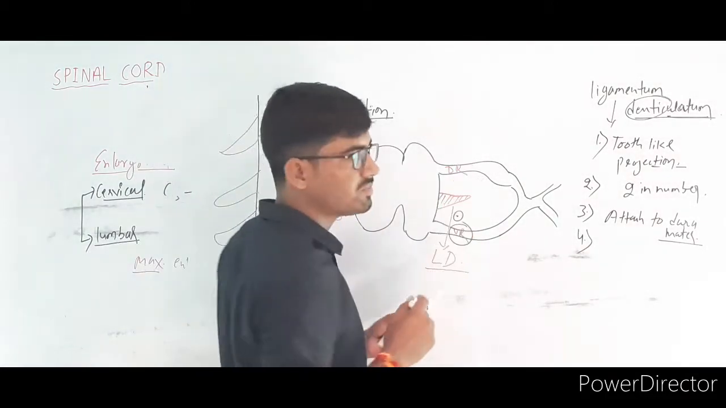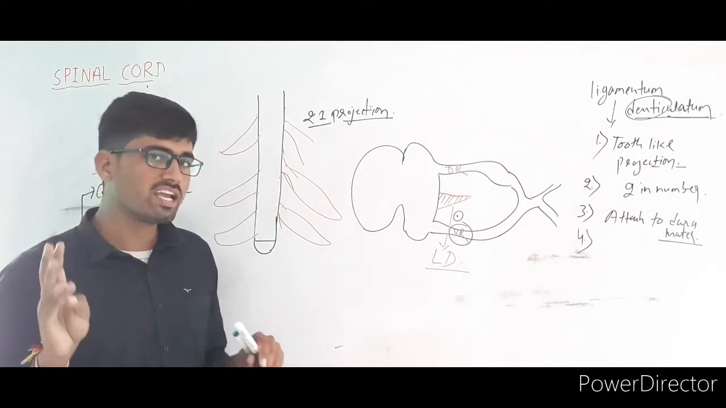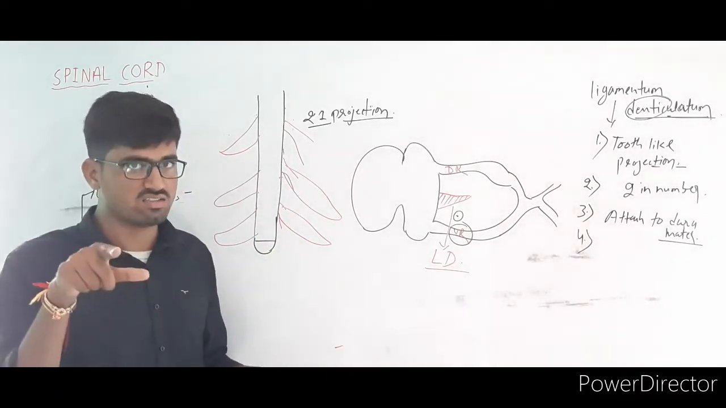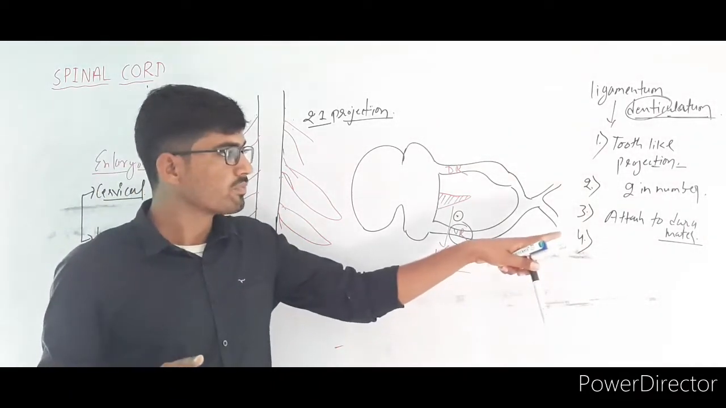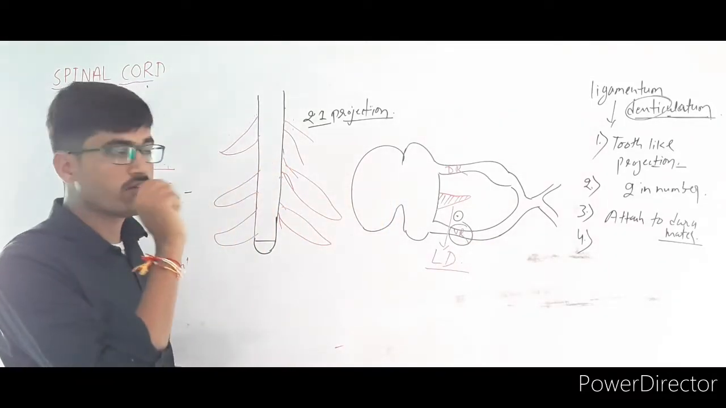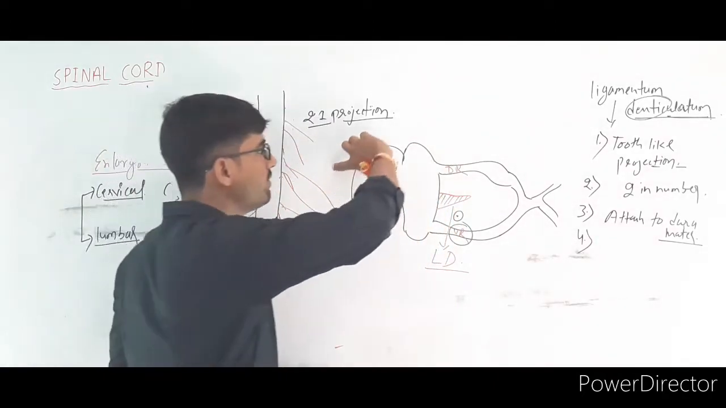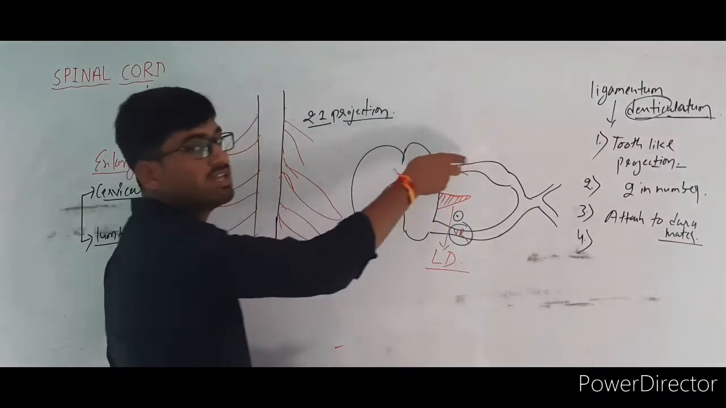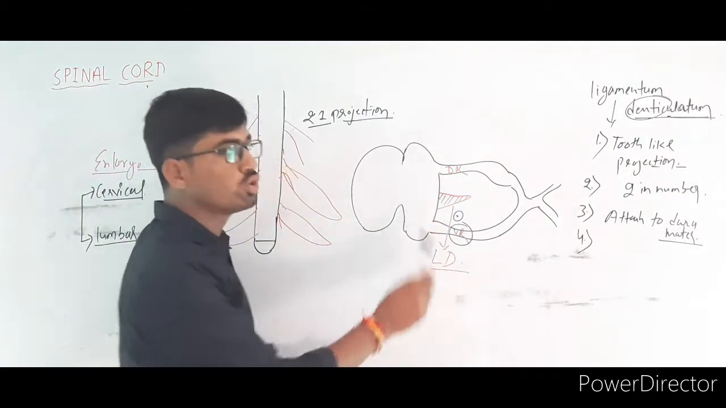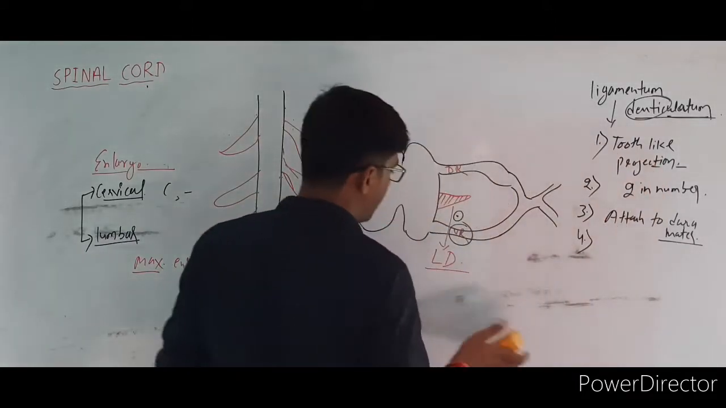So the ligamentum denticulatum is a modification of the pia mater, and it is a tooth-like projection, 2 in number, but on either side there are 21 projections, attached to the dura mater. And where is the dura mater? Whatever I have drawn is the pia mater only. Here will come the arachnoid, and after that the dura. So it's attached to the dura mater, and is a very important landmark in neurosurgery. These things you have to remember, right?